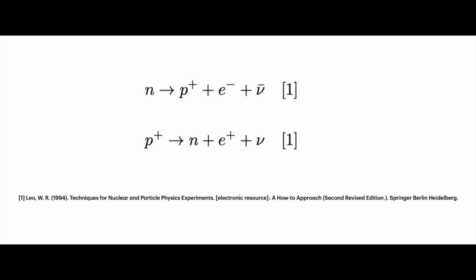In our experiment, the sources used emit beta particles to become more stable. This process is called beta decay. In this process, a neutron can be converted to a proton by emitting an electron and an antineutrino. A proton can be converted into a neutron by emitting a positron and a neutrino. These emitted electron and positron are called beta particles, and they can be detected using the Geiger counter.